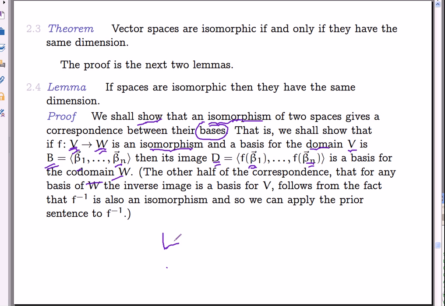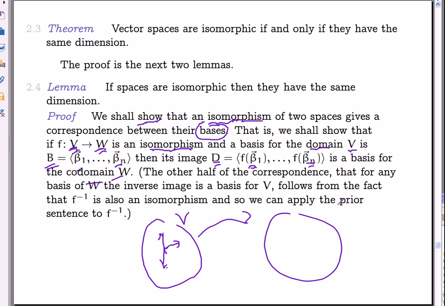So here you have your vector space V, and you've got a basis here. Now, these three vectors, when they map to W, can map to three vectors in three other directions, but the idea is that if this is a basis over here, then these three vectors here are also a basis in the codomain. Now, the other half of the correspondence, that for any basis of W, the inverse image is a basis for V, follows from the fact that f inverse is an isomorphism, and we can apply the same argument to f inverse. So any basis over here will map via isomorphism to a basis over here, and any basis over here is the image of a basis over here.